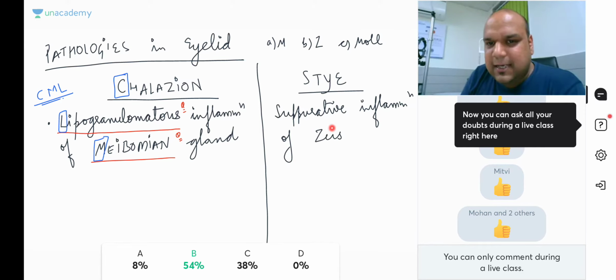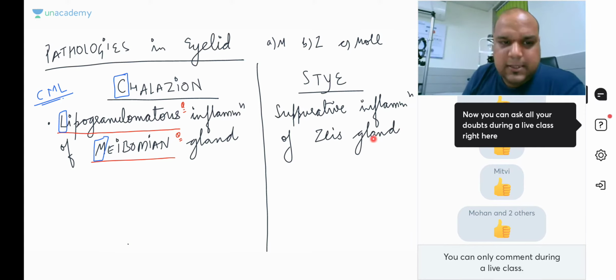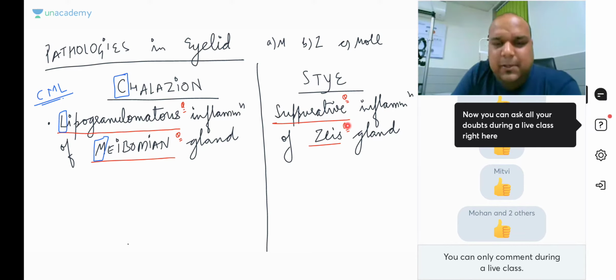So the answer here is Zeiss gland. Now these are the two differences, everybody. The inflammation is suppurative and the gland is Zeiss. Please remember this. There should be no confusion about this. Please remember these two basic points about each of the two conditions.